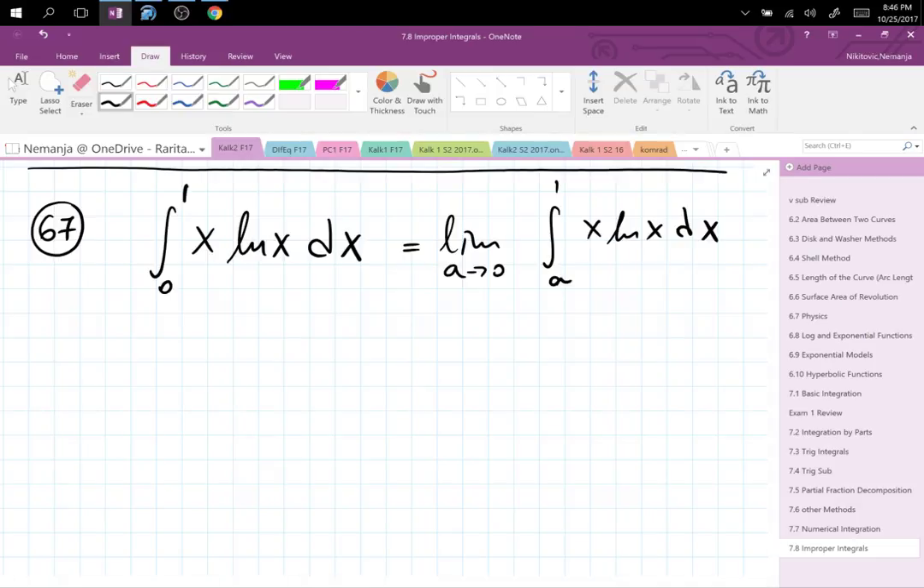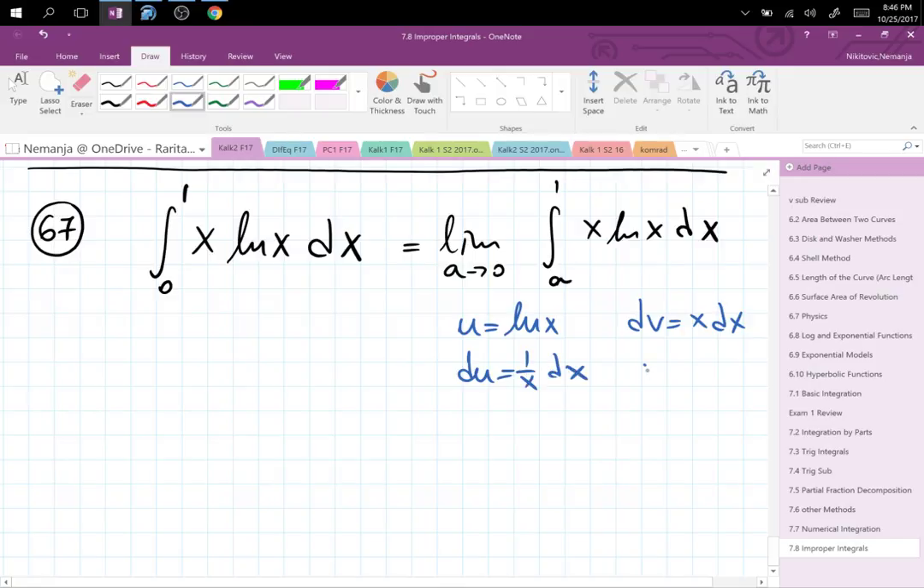Integration by parts. Very good. Now, what is u? What's dv? What should I do? u is ln x. Nice. And dv is x dx. So du is 1 over x dx, and v is x squared over 2. And the arrow helps us with the formula. Don't forget your limit. a goes to 0.